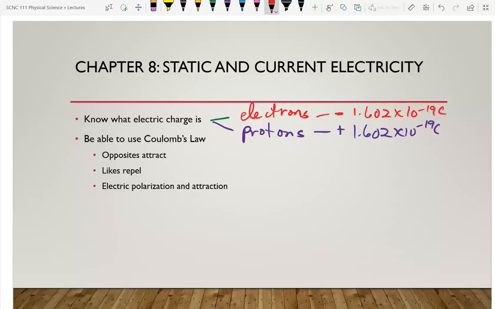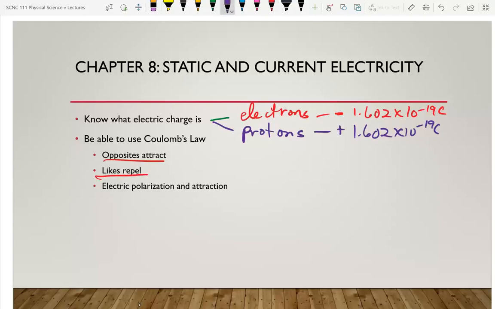Where did those electrons go? Onto the balloon. So the balloon had extra electrons, hence it had negative charge. Your hair had missing electrons, a positive charge. And then there's an attraction between your hair and the balloon because opposites attract. But when you took the two balloons and brought them close together, they should have pushed apart because likes repel.